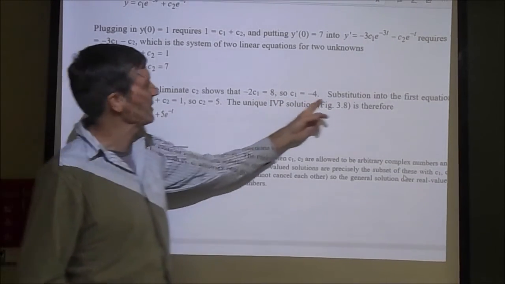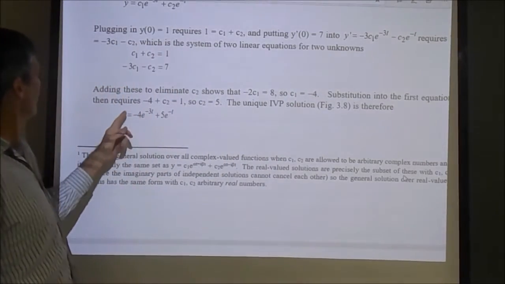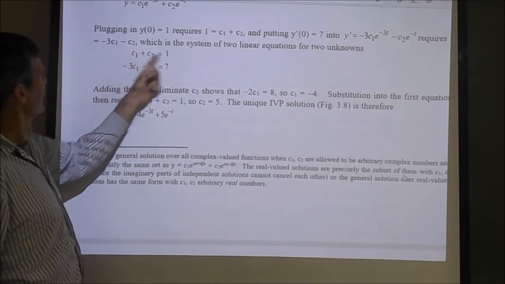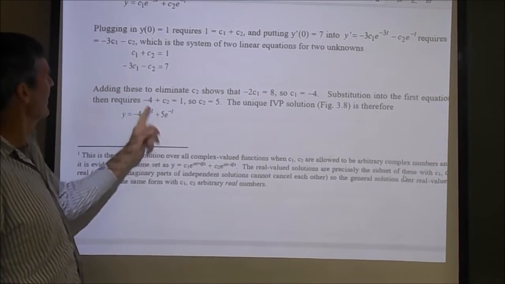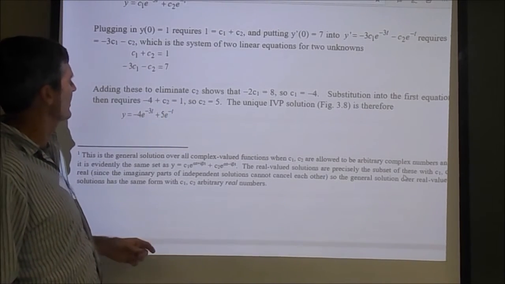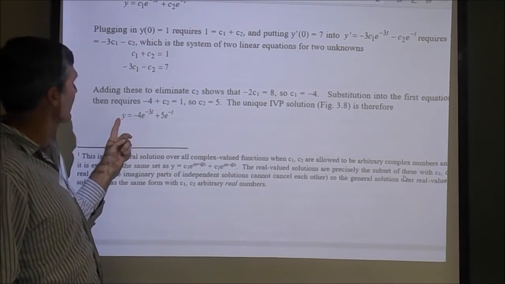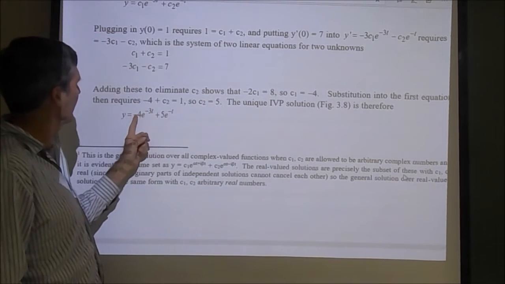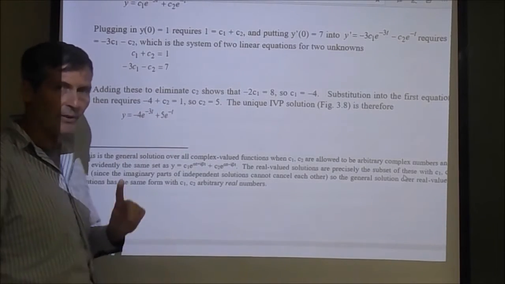Now I can substitute c1 equals minus 4 into either equation. Let's plug it in to the first one, that's the simpler equation. So minus 4 plus c2 equals 1, and I just get c2 equals 5. There's the unique solution. c1 is minus 4, c2 is 5, and the general solution with those numbers put in gives minus 4 e to the 3t plus 5 e to the minus t.